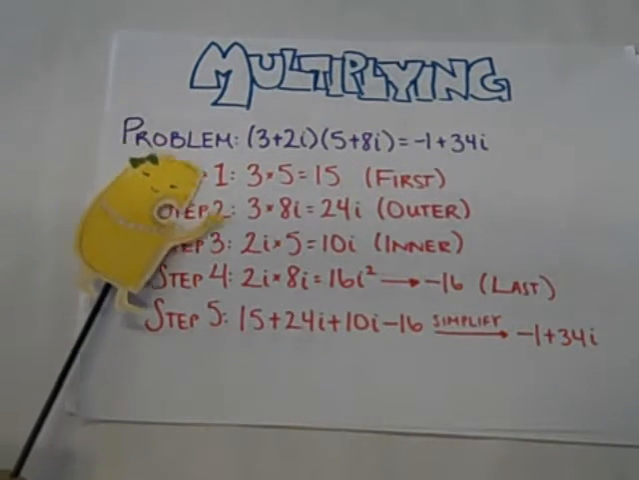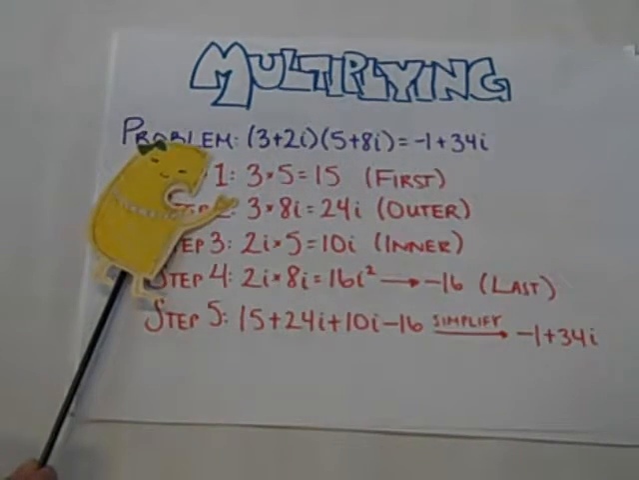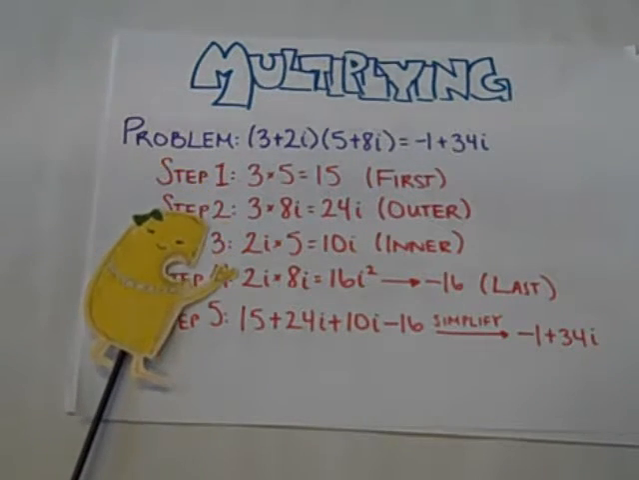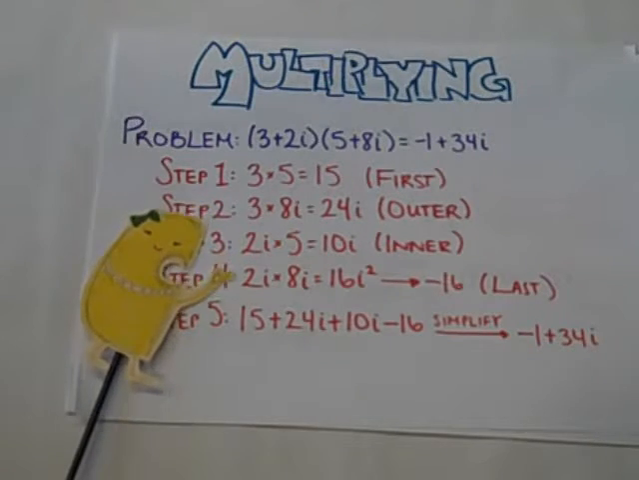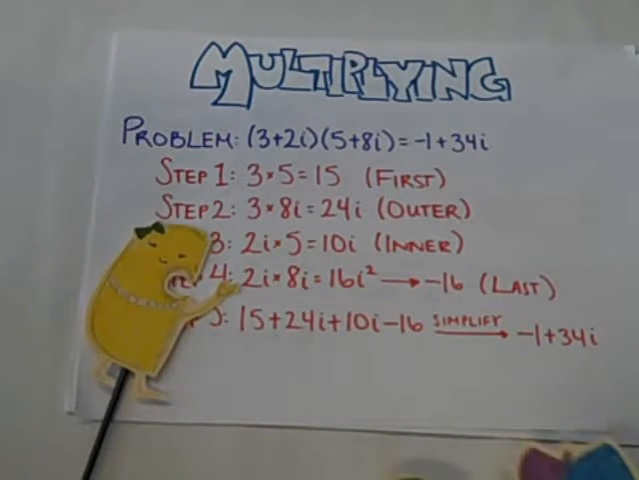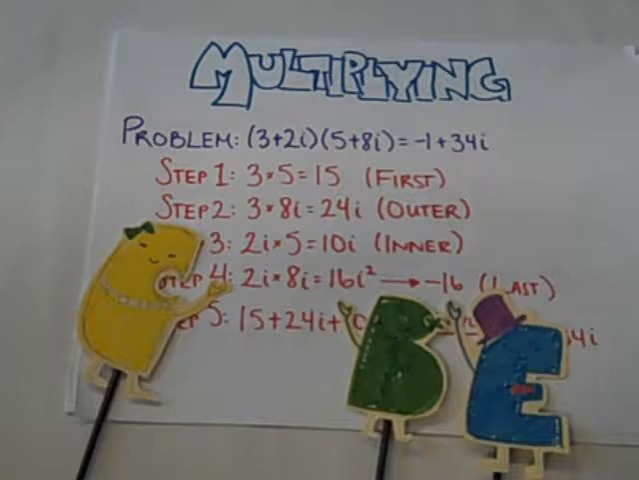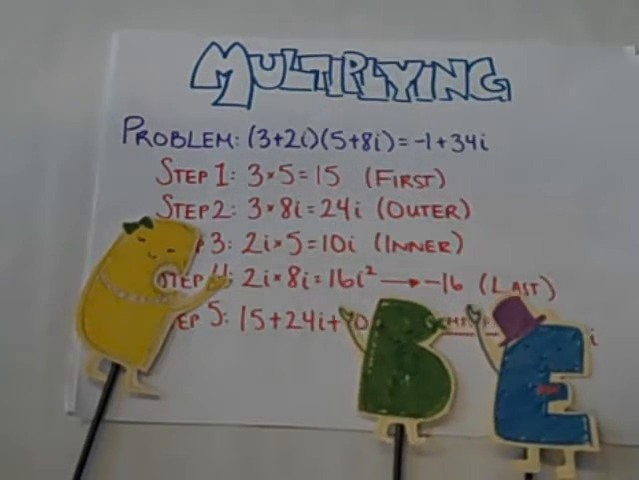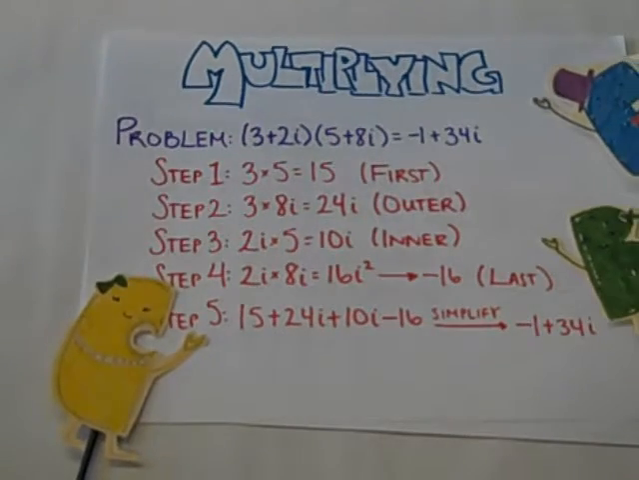First, multiply the first two terms, 3 and 5, which is 15. Then multiply 3 by 8i, outer, which is 24i. Then multiply 2i times 5, which is 10i. And finally, multiply 2i by 8i. Be careful here, because i times i is -1, so this becomes -16. Therefore, the expression simplifies to -1 plus 34i.